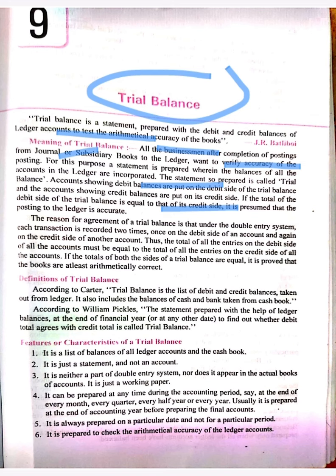And if it is not matched, there will be two reasons. First, there is some arithmetic inaccuracy, or you can also say that there must be some suspense. Okay. So what is this? We will discuss it further. But I am just explaining to you how the trial balance works.